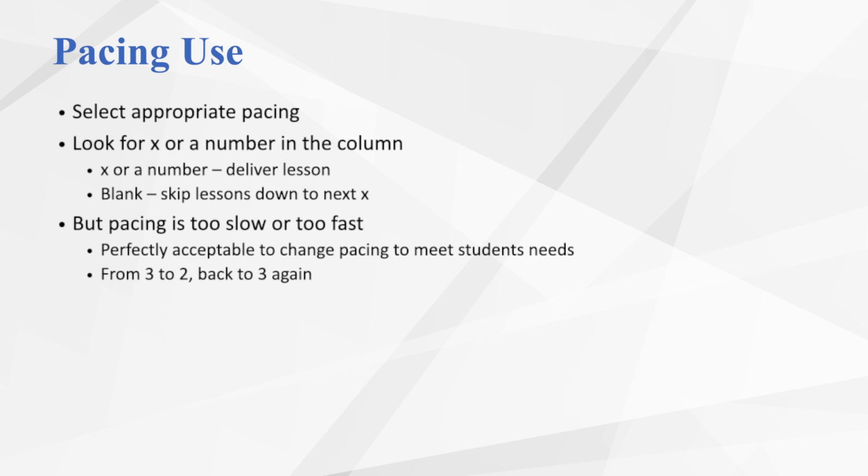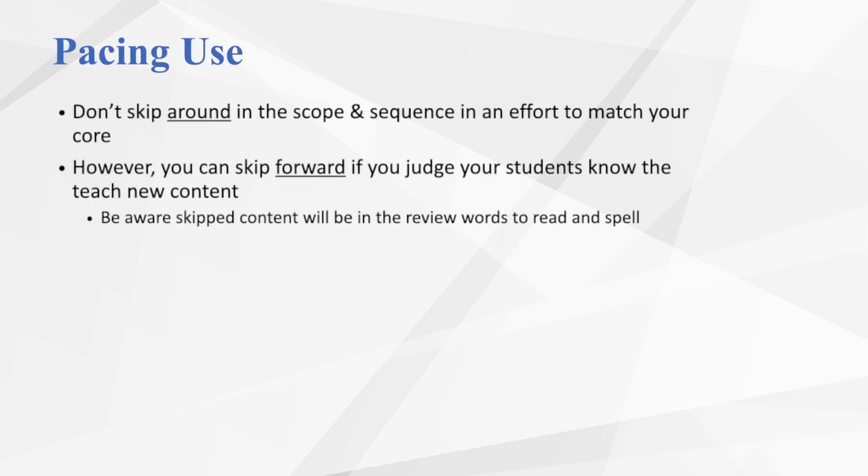If you find that the pacing is too slow or too fast, it's perfectly acceptable to change the pacing to meet the student's needs. Feel free to move between the columns. For example, you might decide to start with pacing 2, then move to pacing 3 to slow down as content becomes more difficult, and then later back as content becomes easier with pacing 2. You don't want to skip around within the lesson plans, skipping between rows.